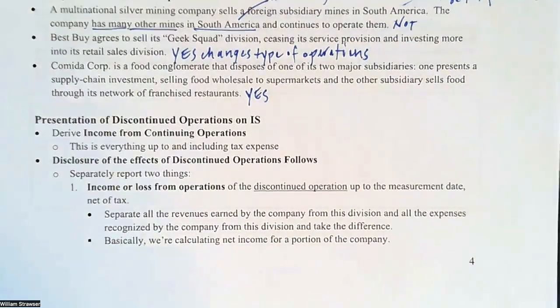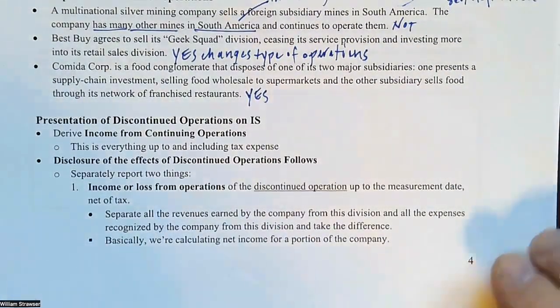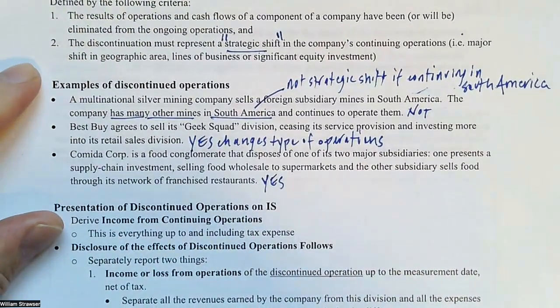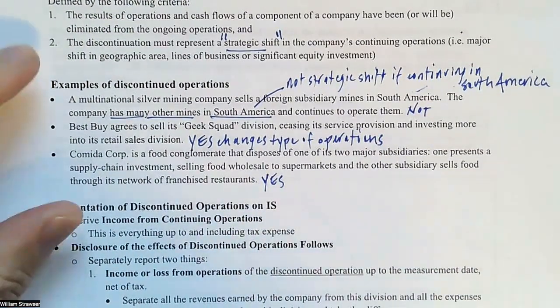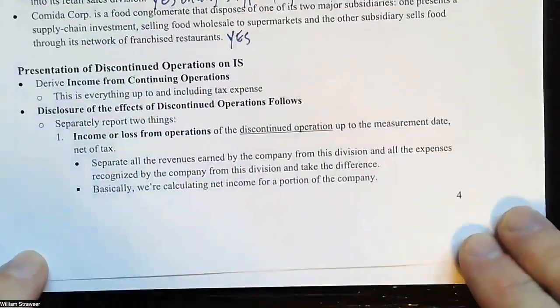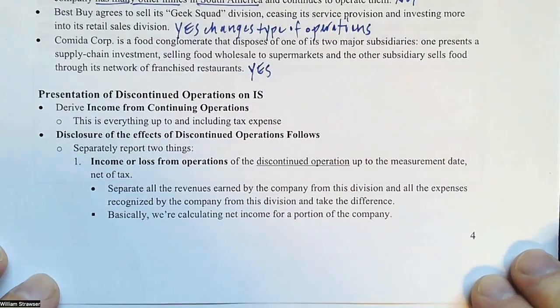All right, so I'm on page 4 of the module 5 notes, right after the examples of discontinued operations. Orient yourself, pause the video if you have to. The presentation of discontinued operations.